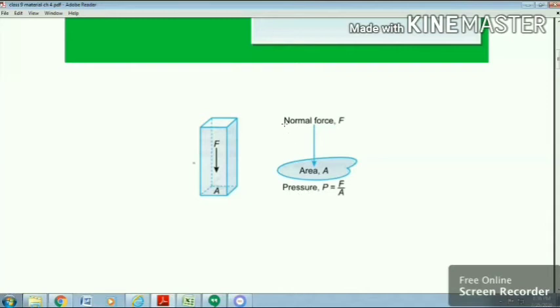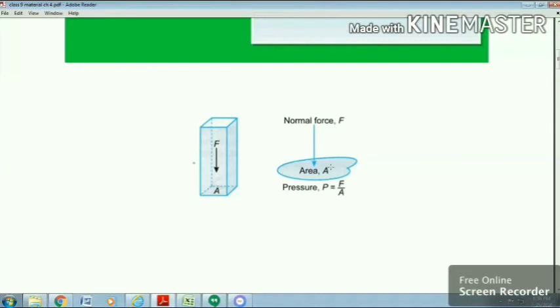Pressure is equal to thrust by area. So when we apply normal force on an area, that is called pressure. The effect of thrust depends on the area of the surface. Here area means area of contact of the body. So pressure is thrust per unit area of the surface.